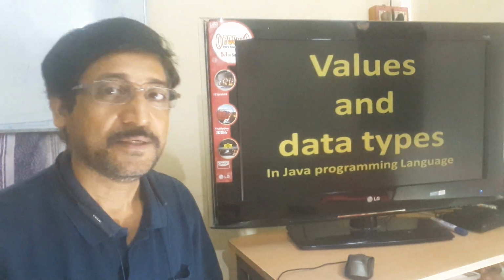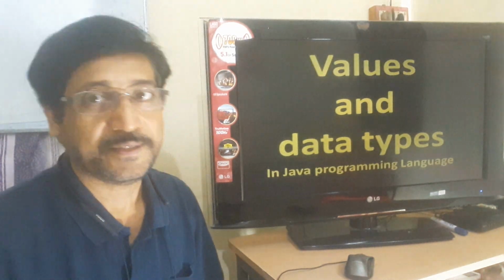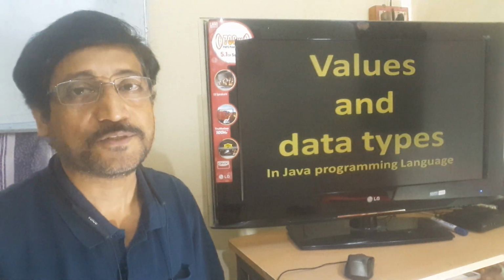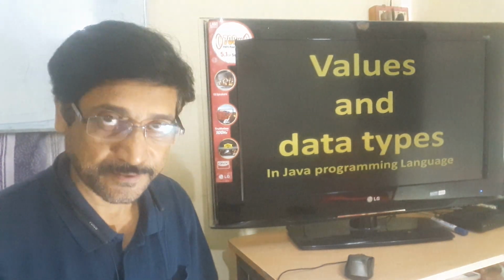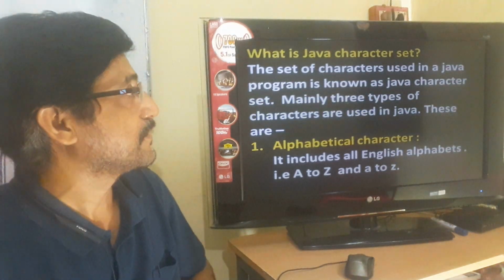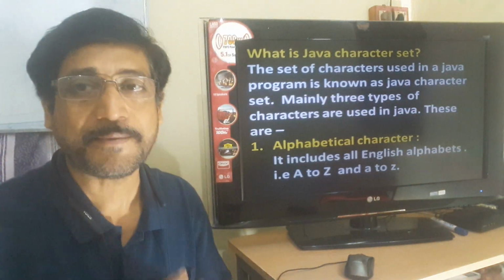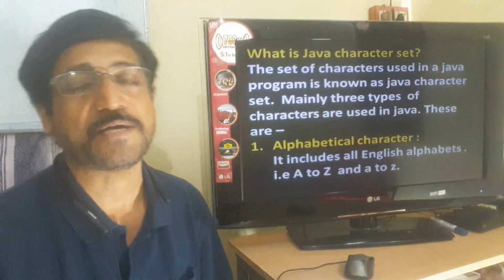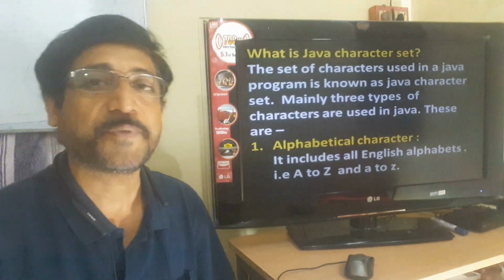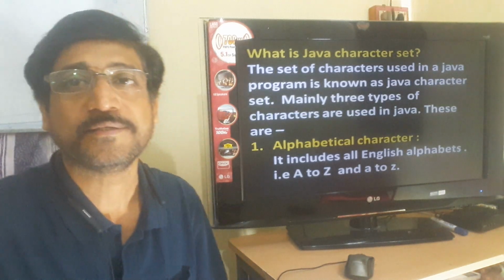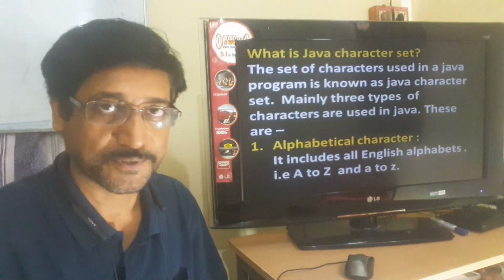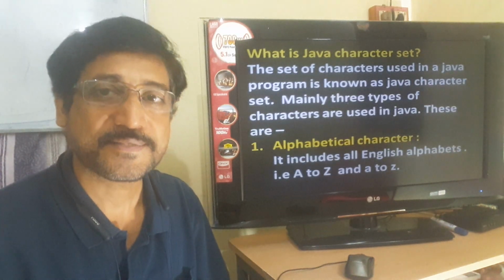It can be a character, it can be a space, it can be a dot, it can be a plus sign, minus sign, whatever it may be. It should be discussed properly. Okay. So first we'll discuss what is Java character set. The characters used in a Java program are known as Java character set. There are different types of characters that can be used in it.